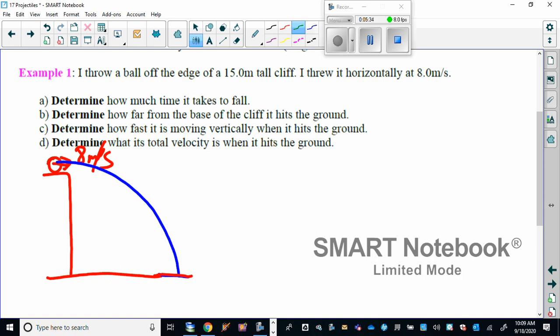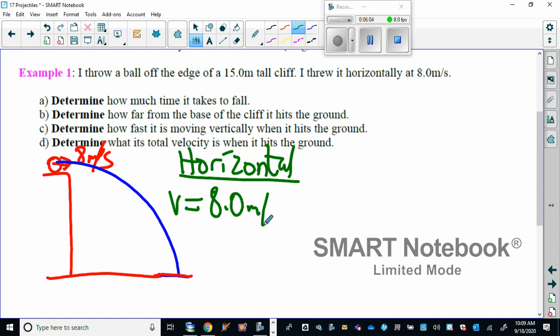The first thing we're going to do is identify what we have in regards to each component. So we're going to write horizontal, and we're going to ask ourselves what information is given in the question that applies to the horizontal component. There's only one answer here, and that's the 8 meters per second, because it said I threw it horizontally at 8 meters per second. So that is the velocity. And it's not the initial velocity, because we've already said horizontally it's constant velocity, so it's always going at 8.0 meters per second.